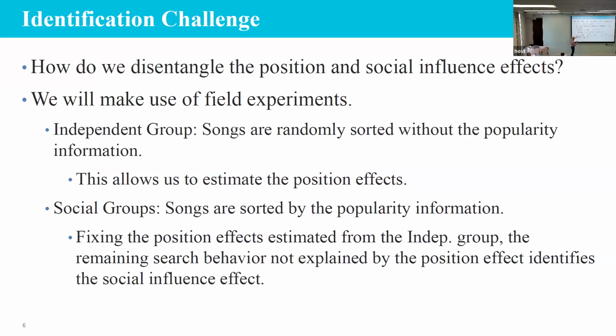And the social group has both things in place, but once we estimate the position effect, okay, we can fix the position effect and then apply the model to the social group, and estimate using the data from the social group, holding the position effect fixed, the rest of the parameters, including the popularity information parameters. And that will help us complete all the parameters that we want. So this is the two-step estimation procedure we want to implement.